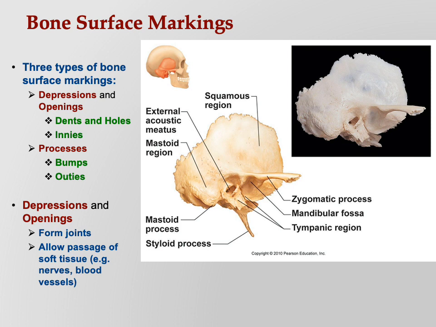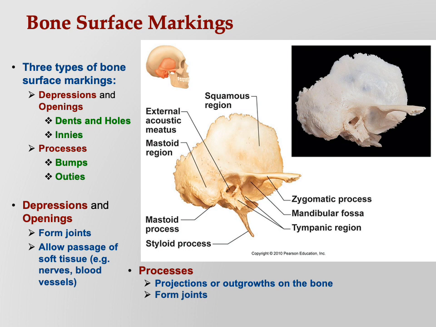It needs oxygen and glucose to stay alive. So there have to be holes for blood vessels to get in and out. Also holes for nerves to get in and out. So that's what the depressions and openings are for. The processes, those are the projections or the outgrowths on the bone. Those also form joints in many cases.